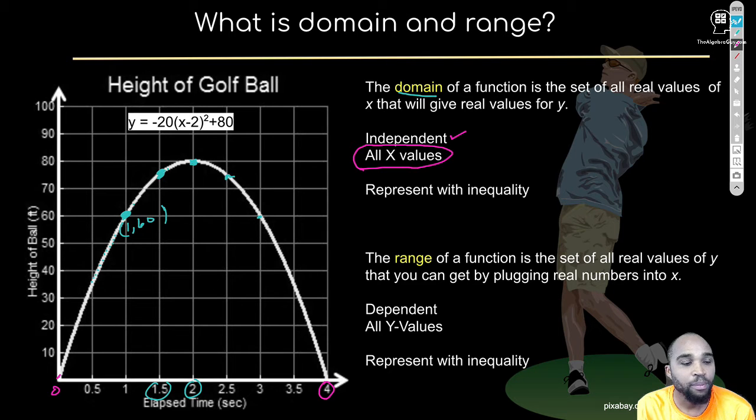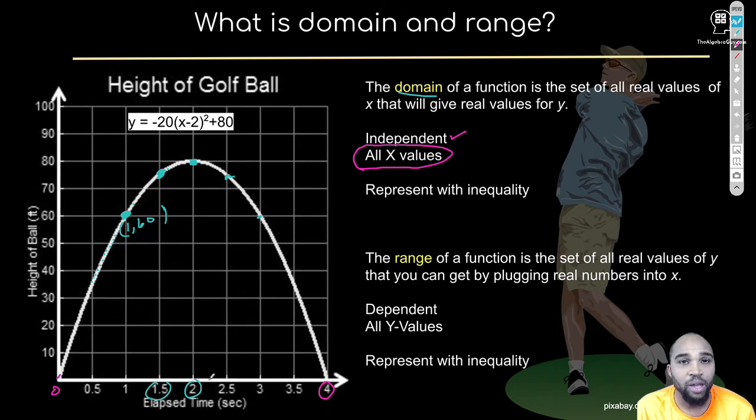So the height of the ball depends on how much time passes by. So that makes the x values independent, because the height of the ball is dependent upon how much time passes by. Where is the ball going to be at 80? When is the ball going to be at 80 feet? Well, it depends on what time it is. At 2 seconds, it's going to be at 80 feet. So time has to go first.